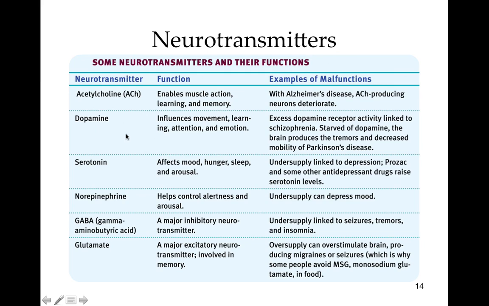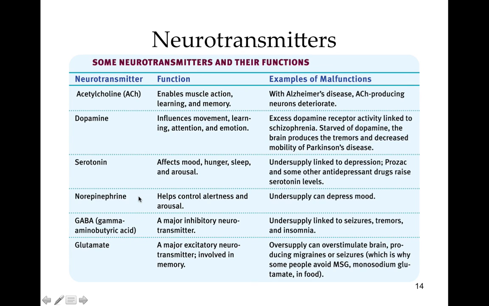So dopamine influences movement, learning, attention, and emotion. Like I mentioned on the earlier slide, excess dopamine receptor activity is linked to schizophrenia. If you have an absence of dopamine, the brain produces the tremors and decreased mobility of Parkinson's disease patients. Serotonin, like I mentioned, affects mood, but it also affects hunger, sleep, and arousal. An undersupply is linked with depression, and Prozac and some other antidepressant drugs, some other SSRIs or selective serotonin reuptake inhibitors, which we'll talk about later in another unit, will raise serotonin levels and elevate mood.